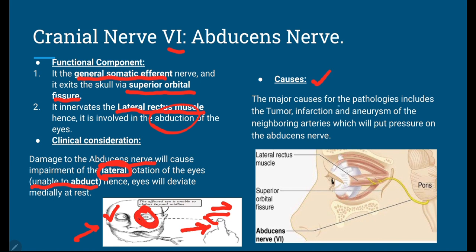What are the causes? The major causes for these pathologies include, of course, tumor, which is most important, infarction, and aneurysm of the neighboring arteries, which will put pressure on the abducens nerve. This is one of the important causes of palsy of the abducens nerve.